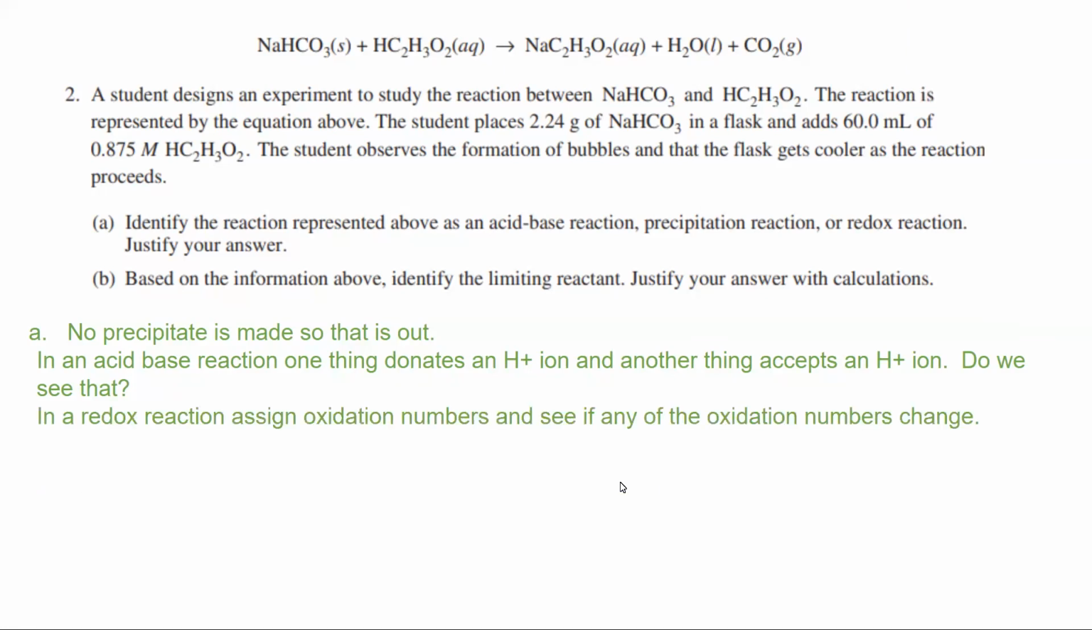A redox reaction, we'd be assigning oxidation numbers. So we would have to go back to what you learned in Unit 4 about what a redox reaction is. Redox reactions are ones where one thing gains electrons and one thing loses electrons. Losing electrons is oxidation, and gaining electrons is reduction. So we'd have to assign oxidation numbers. There's a lot of elements up there. If we wanted to take the time, we could, right? The oxygen would be -2 everywhere. The hydrogen would be +1 everywhere. The sodium would be +1.